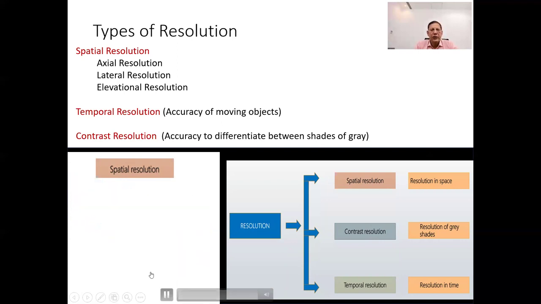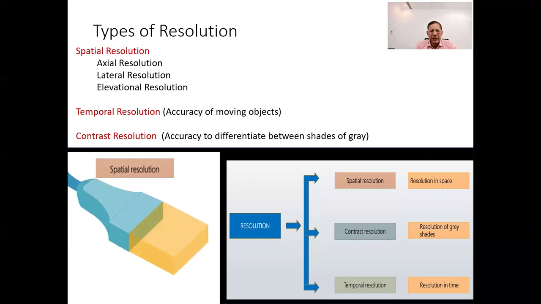Number 2 is temporal resolution, which is the accuracy of moving objects. And finally, the third one is contrast resolution, which is the accuracy to differentiate between different shades of gray. We will study them one by one.